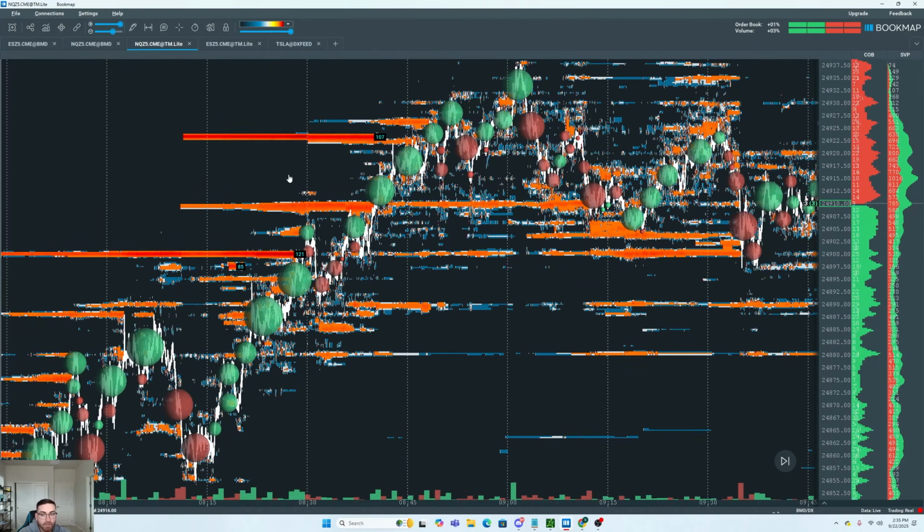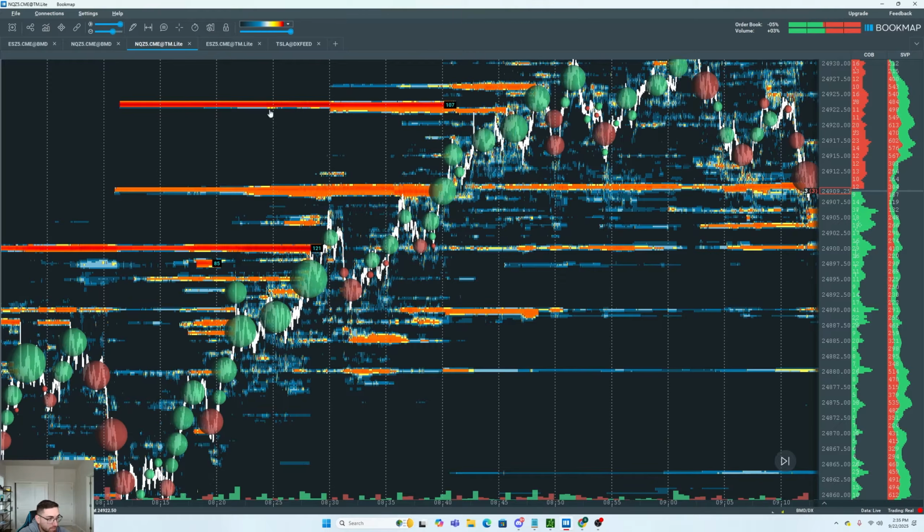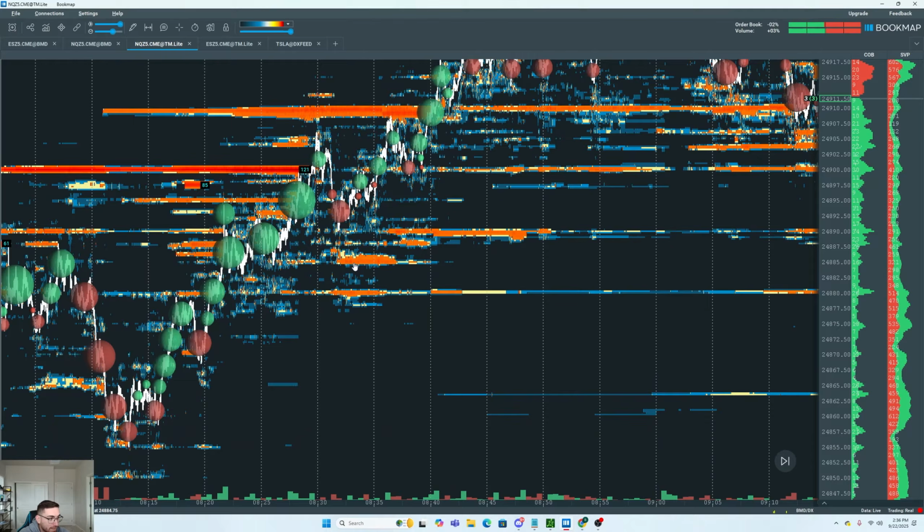Now, what is a limit passive order? Well, a limit order is somebody who is saying, I am only willing to buy or sell at this specific price. So if you were trying to sell the NASDAQ futures and you put in a limit order at 24,925, for example, you would be a passive seller. If you were trying to buy the NASDAQ futures and you put in a limit buy order at 24,885, you would be a passive buyer.